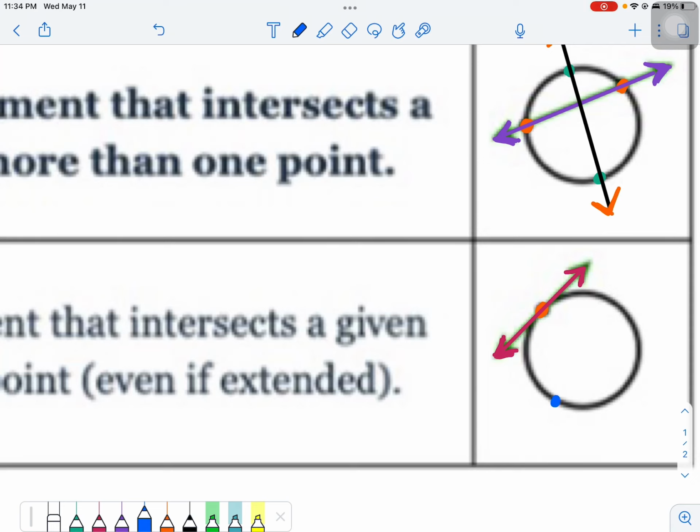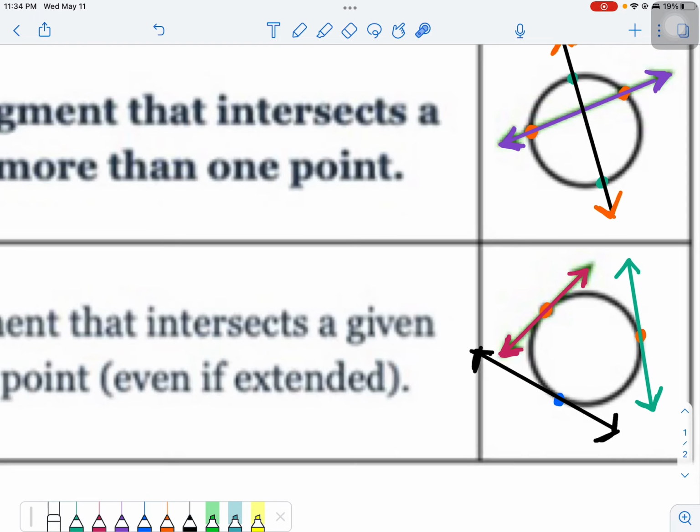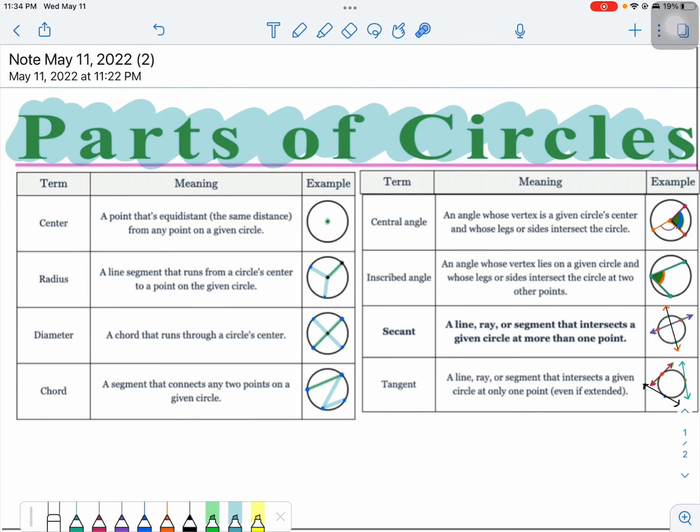So we can do another one right here, like that. And the tangent would be like this. Look, it barely touches the circle, and only touches it one time. Look at that, only right there. We can even do one more. It goes right here. Look at that. And so the tangent would be like this. It only touches the circle right there, just that one time. So that's a tangent.